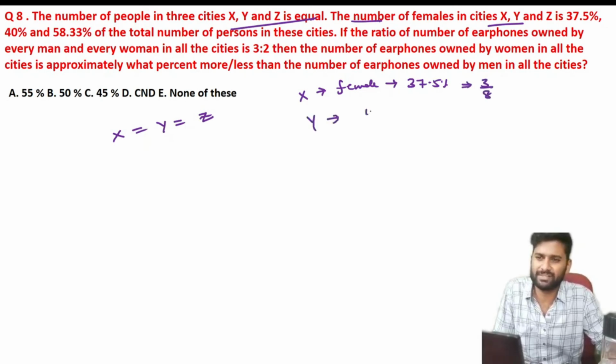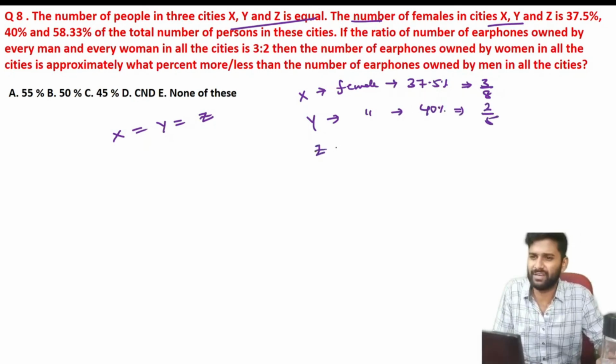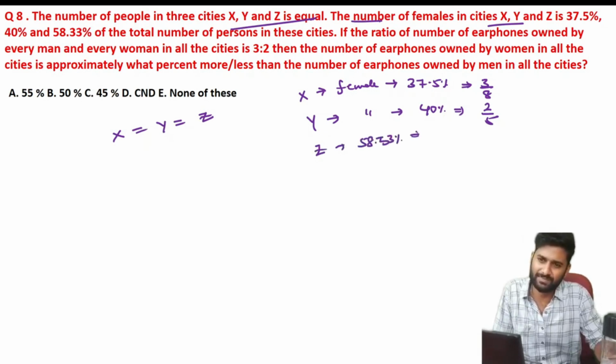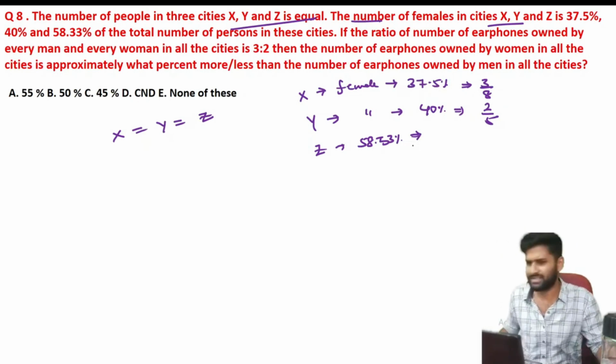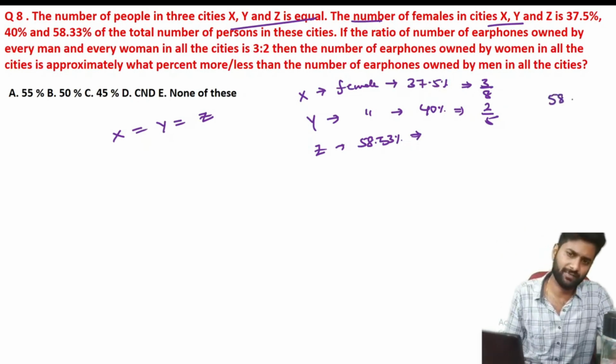So what about females here? Y females percentage is 40%. It's a value of 2 by 5. Now here Z value is exactly equal to 58.33 percentage. See, convert the 58.33 percentage. See, I will tell you 58 2 by 3, right?